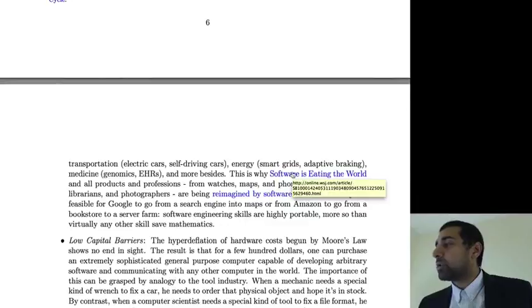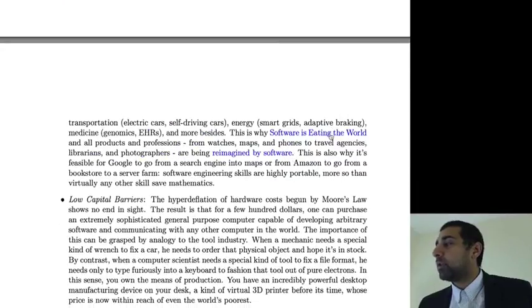And you should read this article. It's one of the few articles I put at the very beginning of the class. "Software is Eating the World." It's a very good piece that encapsulates what is obvious to people in the Valley, but is not yet obvious, I'd say, to the rest of the world.